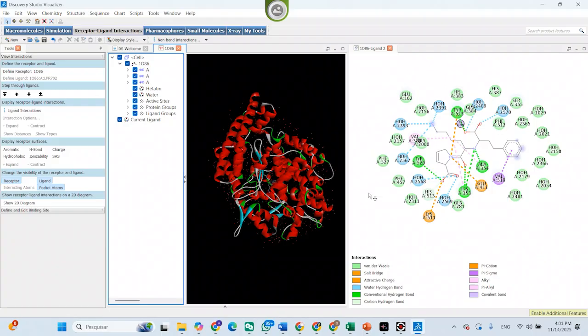Am I the only one in this class? Let me go back. Group 2, this is angiotensin converting enzyme. Okay, if you are not responding, no problem.